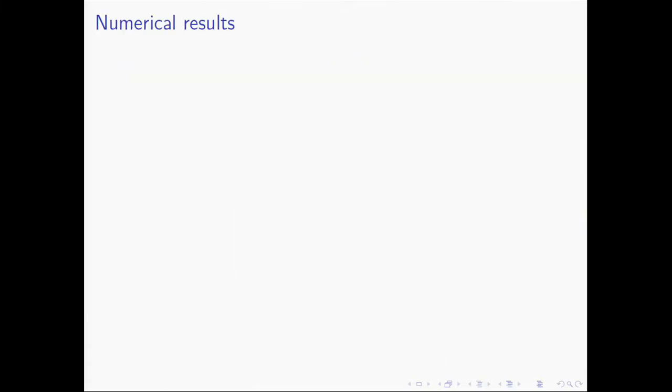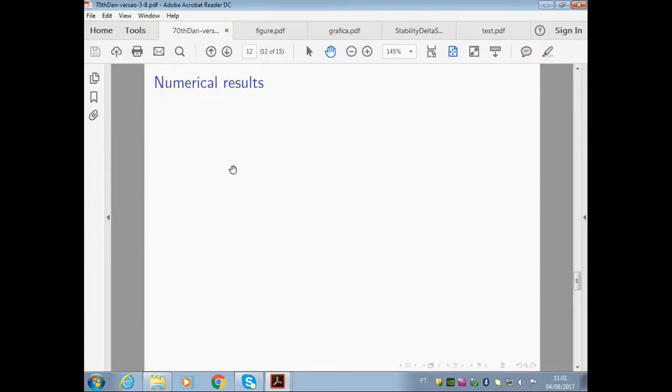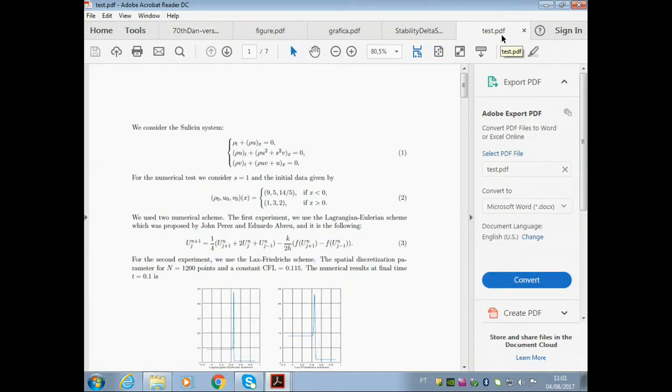I had no time, or I didn't know how to put this here, so I'm going to open another file here. These are some numerical tests about this system, done using a numerical scheme developed by Johannes, Paris, and Eduardo Abreu. What's interesting here is that if you consider a numerical approximation, then you see very clearly the shock developing as time evolves. Here you can see the concentration of some variable.